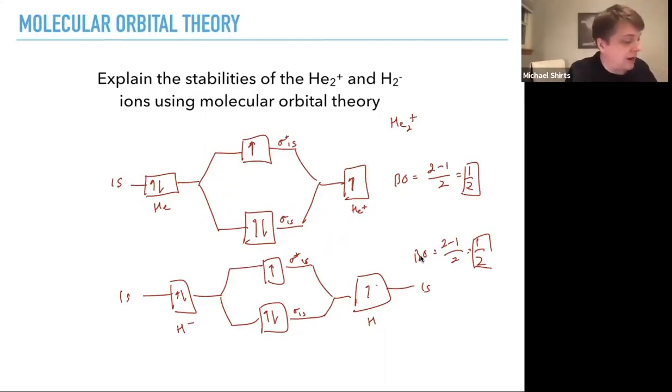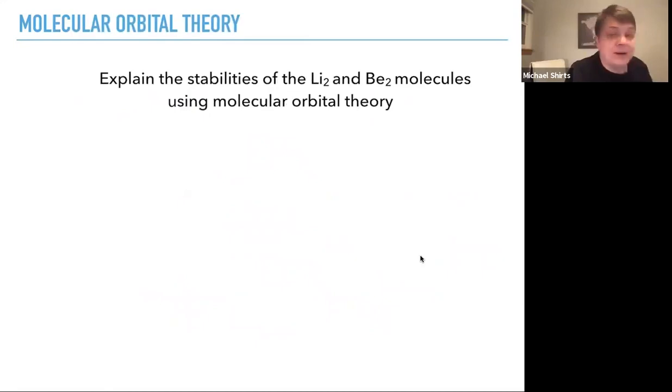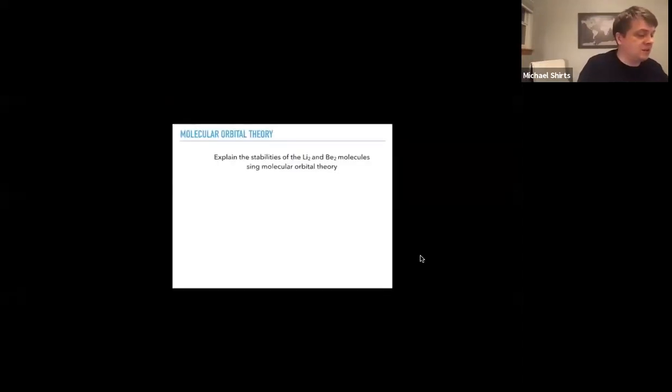All right, so let's go a little further. Let's try lithium-2 and beryllium-2. So what is different about these? Well, we know that the 1s electrons are essentially inaccessible for bonding. When we do the molecular orbital diagrams, we only look at the valence atoms. But so what are the valence atoms here? They're going to be on each atom 2s. So let's do it here.